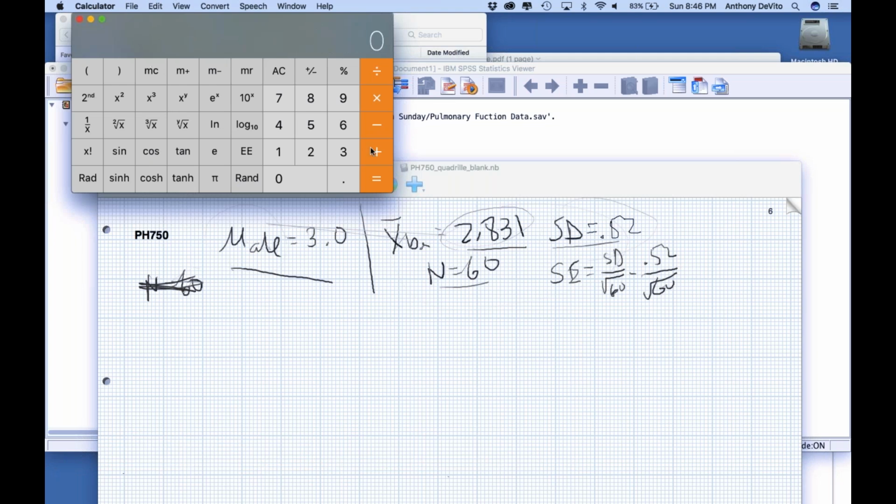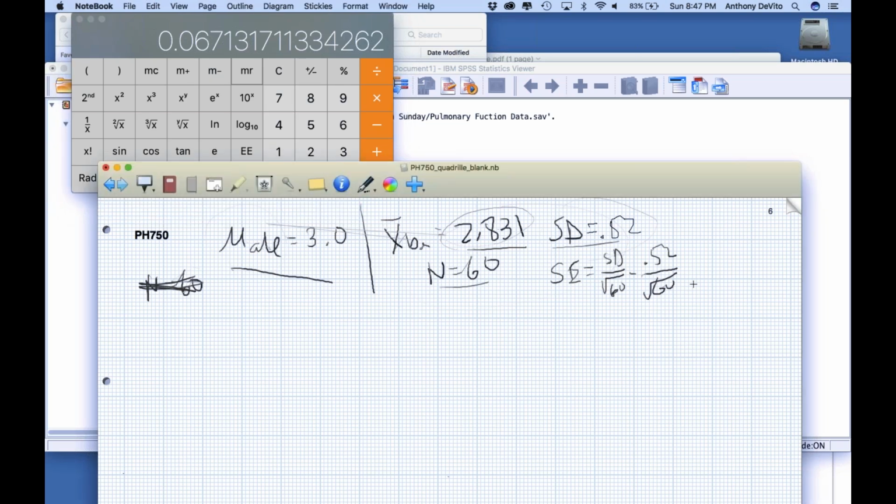Clear? So let's see, square root of 60 is this, and 0.52 divided by square root of 60 is that. I'm going to clear that, and I'm going to put this into memory. So that's our standard error. It's sitting in memory right now. Standard error is equal to 0.07.